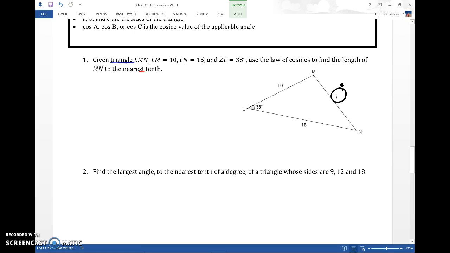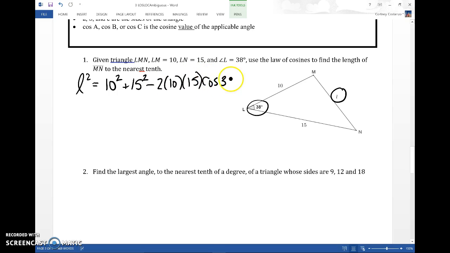So if I want to label my sides, which you don't really need to, you just need to make sure that L and the cosine of whatever this angle is match up at the end. So I'm going to use the letter L, I'm going to use the lowercase so that it doesn't look like a 1 for me. L squared has to equal, I'm just using the formula from the top of the paper, the other side squared plus the third side squared minus 2 times both of those lengths, and then cosine of the 38, because that corresponds with the missing side, the angle of the missing side.